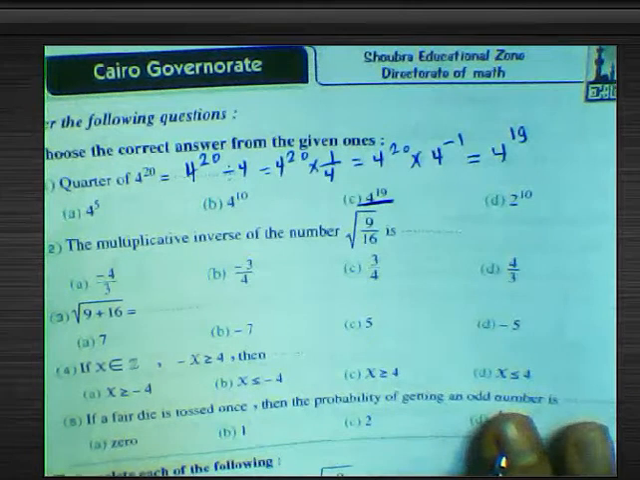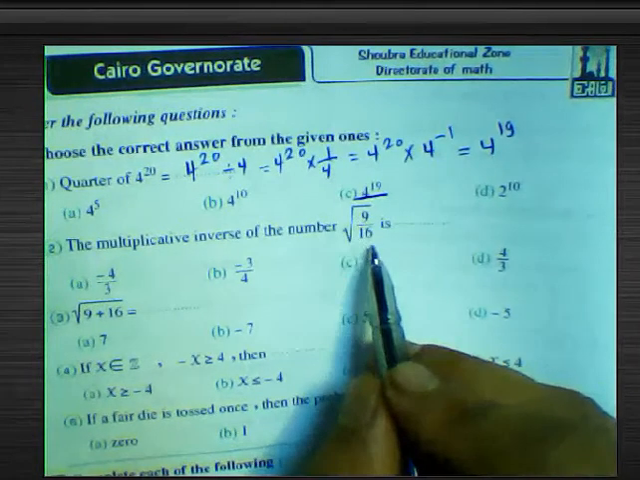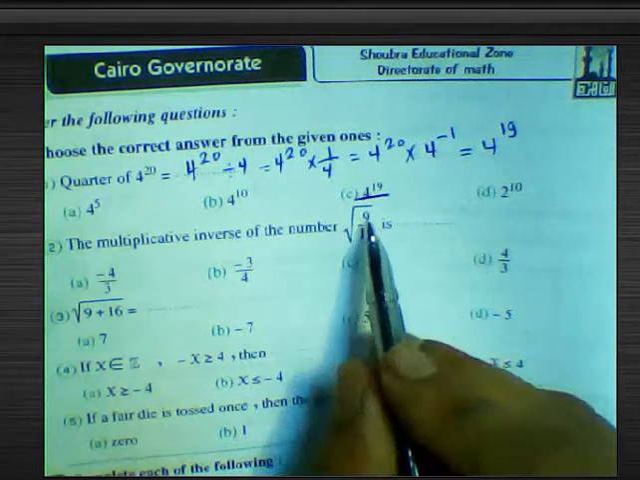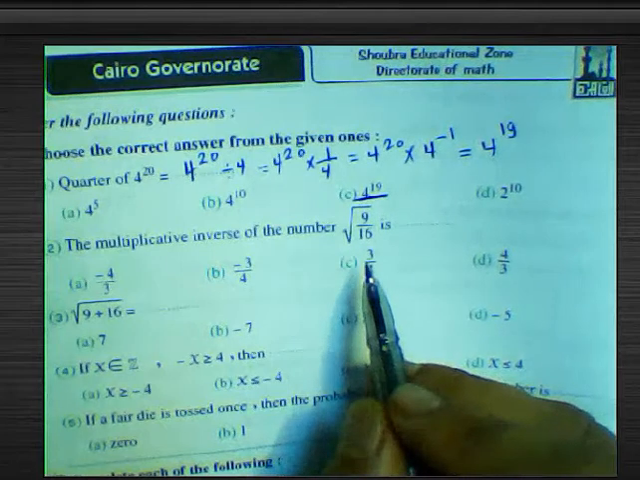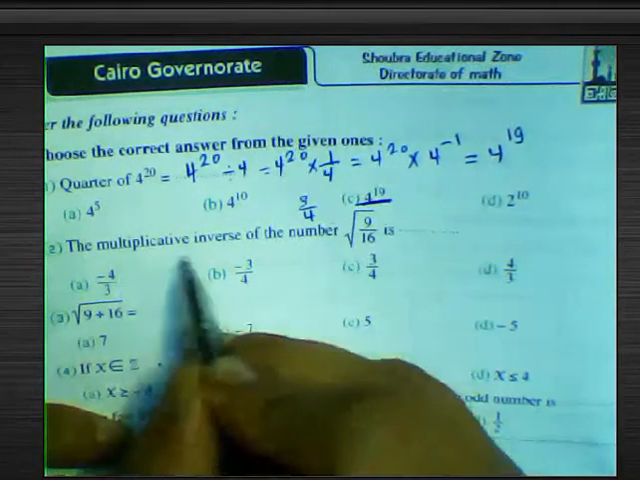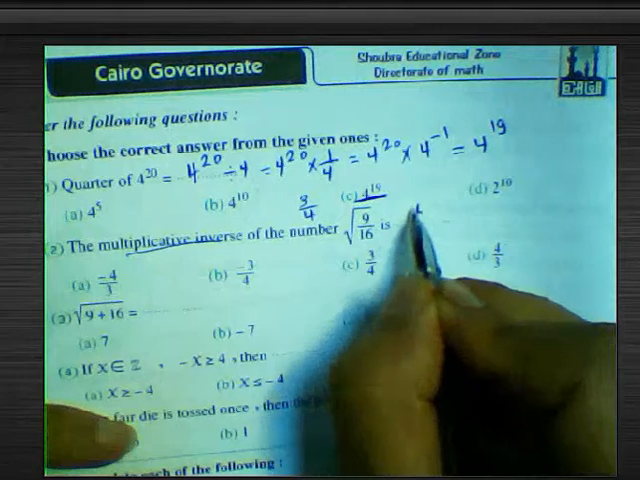The multiplicative inverse of the number square root of 9 over 16 is, we know, square root of 9 and square root of 16, it will be 3 over 4. So the multiplicative inverse is 4 over 3.